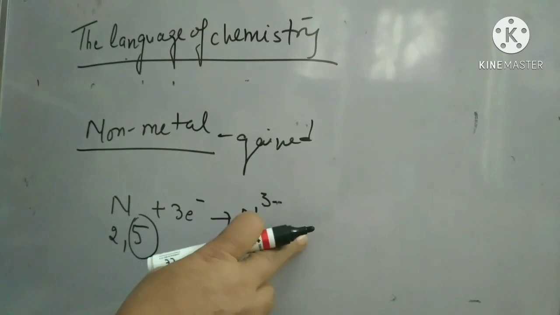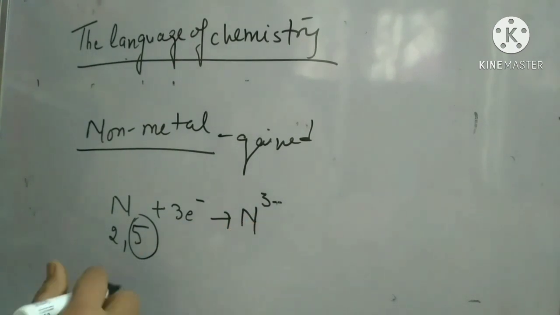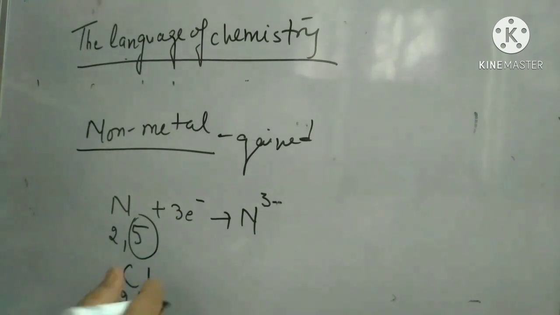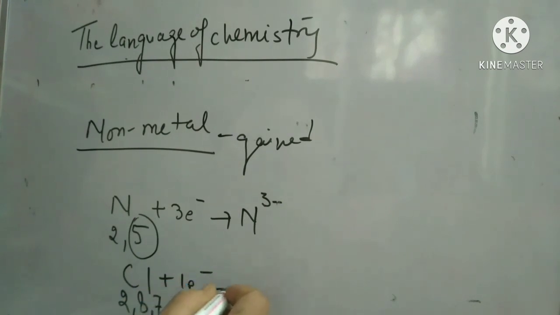So nitrogen is trivalent. If I say about chlorine, its atomic number is 17. So its electronic configuration is 2, 8, 7. Now it has 7 electrons in its outermost shell. So it requires one more electron to complete its octet. So it will gain one electron and become Cl 1 minus. So 1 minus is its valency. We can say that it is univalent.